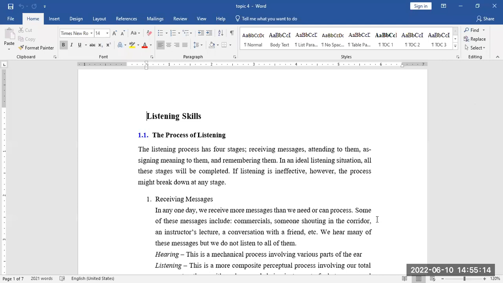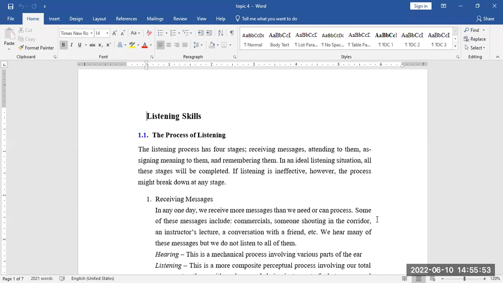Number 1, it has receiving. You need to receive a message. Number 2 is attending to the message. Then after attending to the message, you assign a meaning to that particular message, and then you have to remember. We have said that the process of listening has 4 stages. Number 1, you have to receive the message. 2, you need to attend to the message. 3, you have to assign meaning. And 4, you have to remember the message.